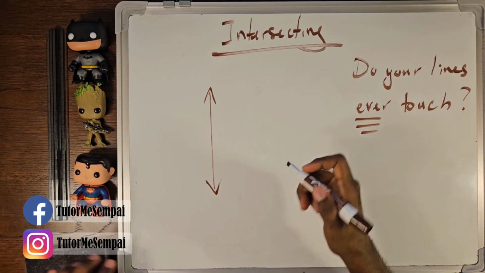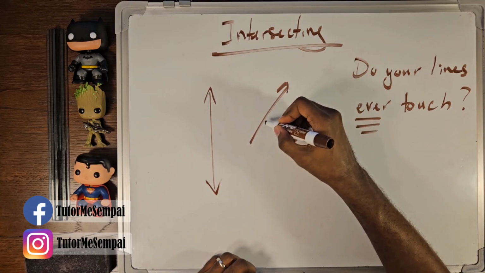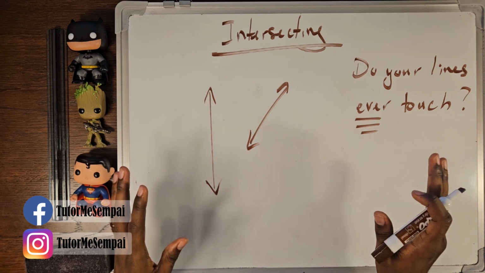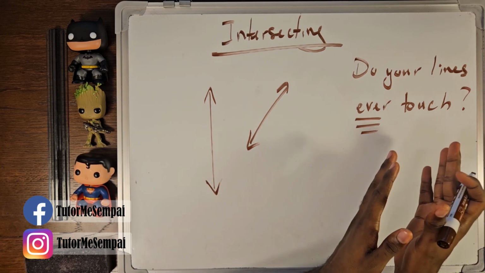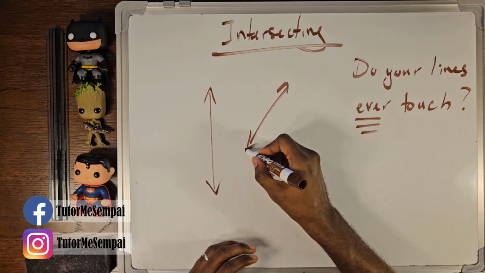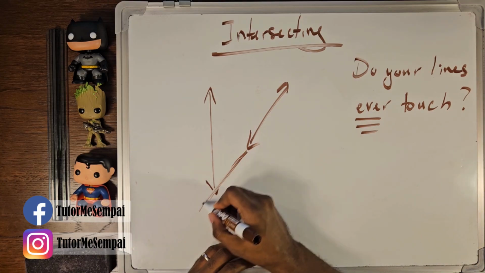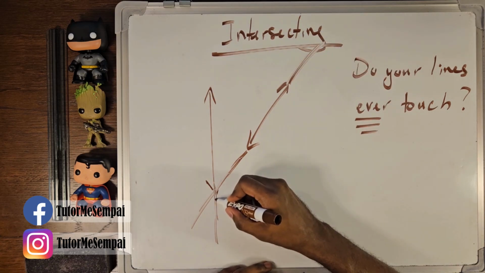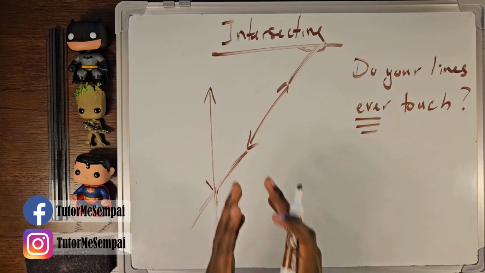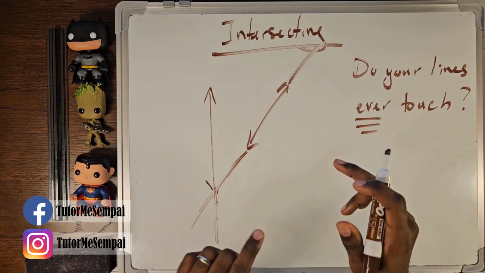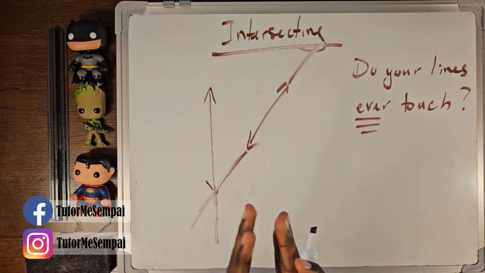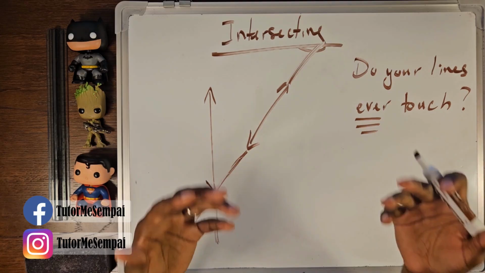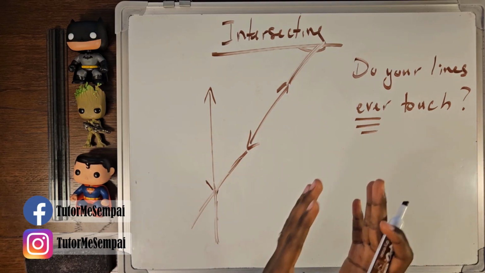So once again, if we had a line like this, do these touch right now? No. But do they ever touch? Yes. If you continue this going on and on forever, continue that going on and on forever, notice that they do touch. So that means that these two lines are in fact intersecting. It doesn't have to be touching right now. As long as they will touch eventually, they will be intersecting lines.